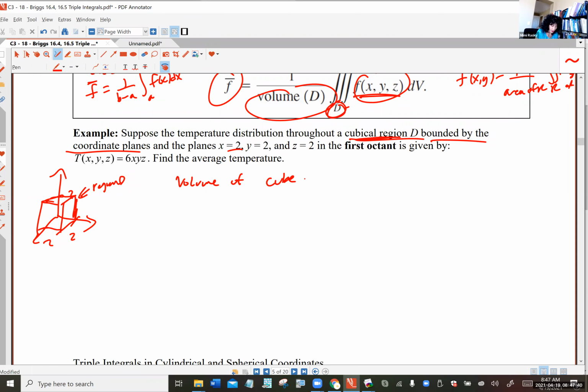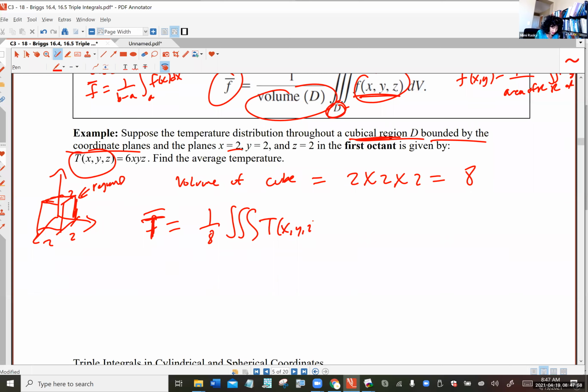So let's just get the volume of the cube. Well, it's just 2 times 2 times 2, which is 8. So your f bar is going to be 1/8 multiplied with the triple integral of the function. In this case, I should probably say T, because they're giving us the function called T. You know, you're going to put the T of x, y, z here.